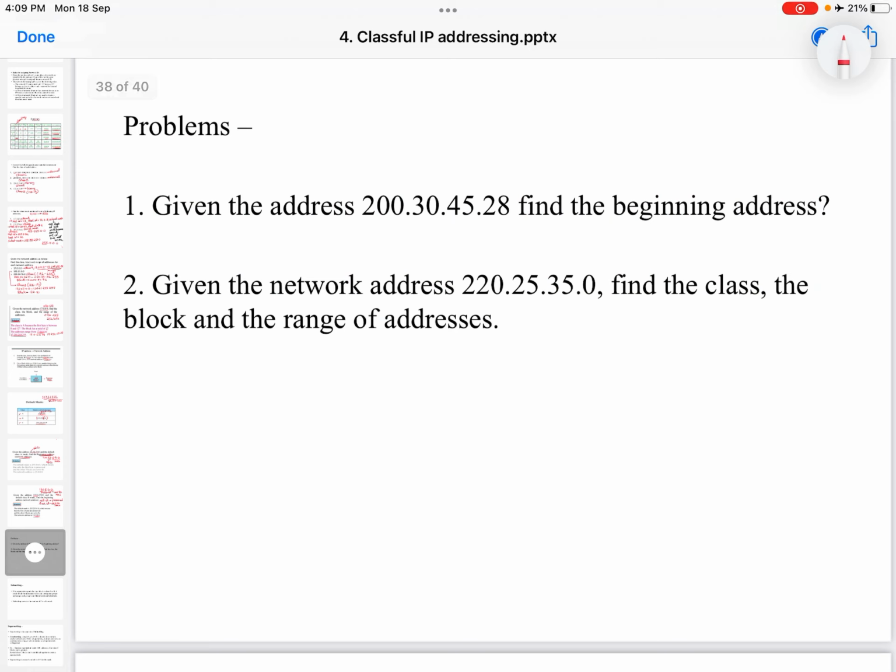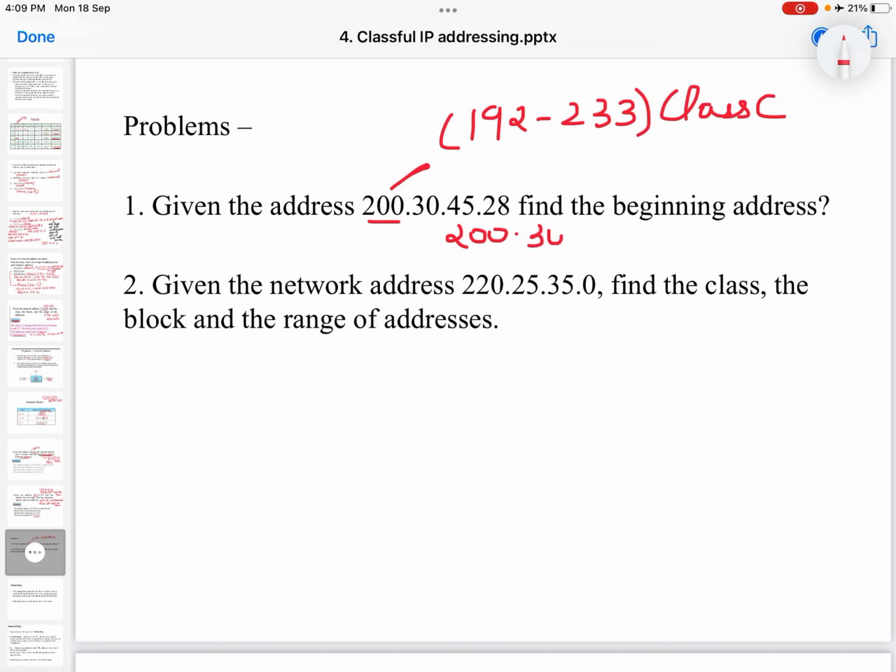Next, given the address, find the beginning address. It's given 200, and 200 comes in the range of 192 to 223. That is your class C. So in class C, we know that the first 24 bits are your net ID bits and the last is your host ID. So net ID bits are preserved. So the first 3 you will write as they are and the last one we will put as 0.